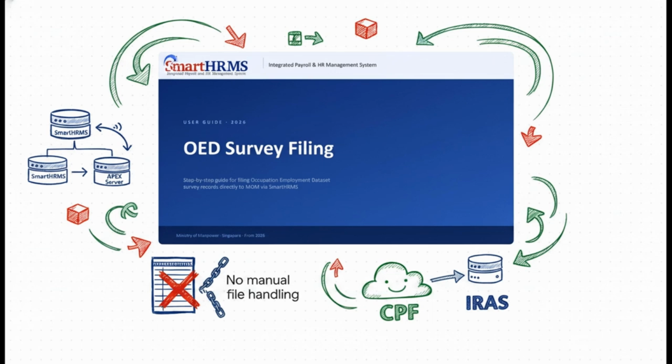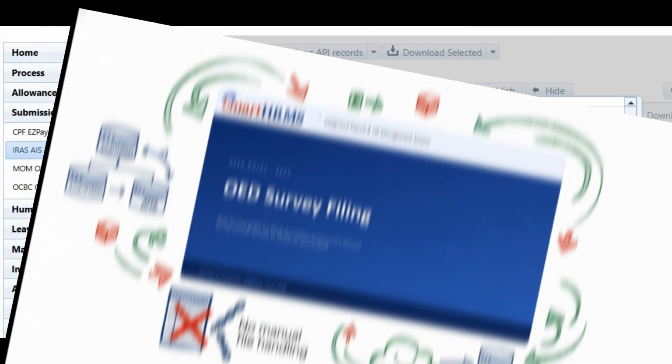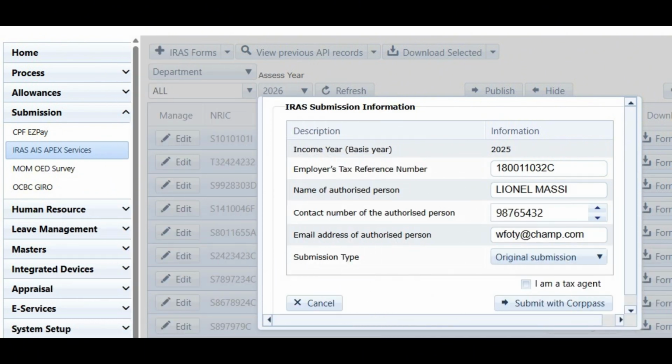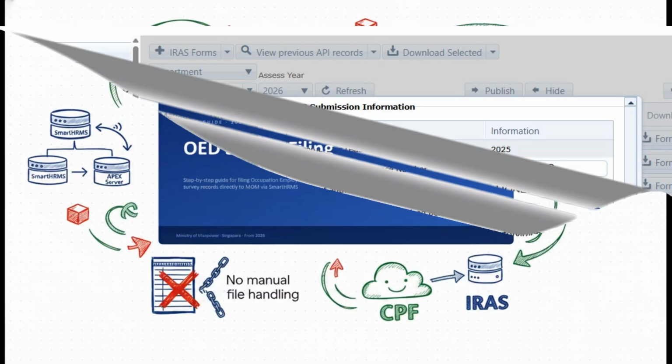SmartHRMS not only handles direct API submissions to the CPF board and to IRAS for your IR8A and Appendices tax forms, SmartHRMS also files directly with MOM's APEX server. This means absolutely zero manual file handling. You are not downloading messy spreadsheets to your desktop and trying to re-upload them to a government portal. It talks directly, system to system.